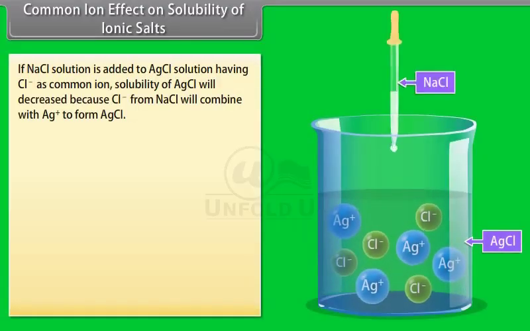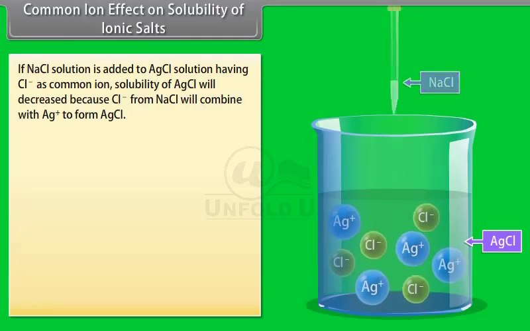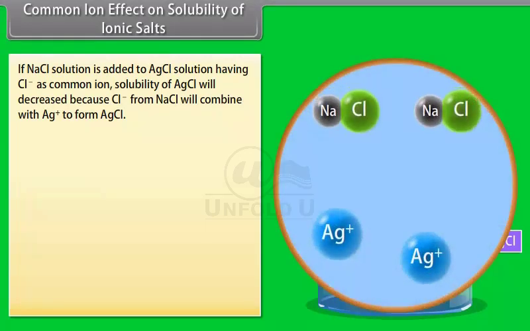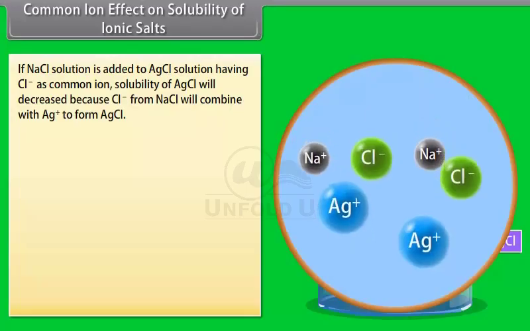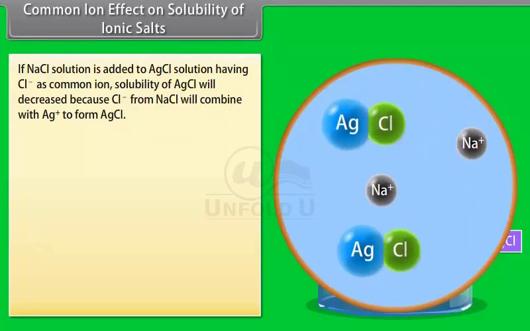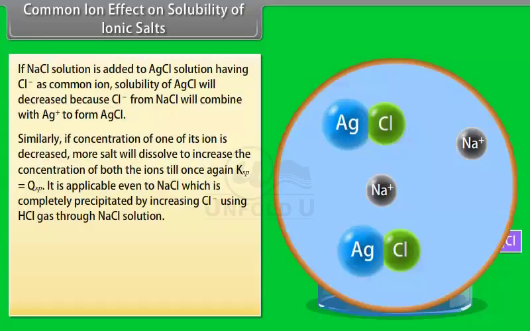Common ion effect on solubility of ionic salts. If NaCl solution is added to AgCl solution having Cl- as common ion, the solubility of AgCl will decrease because Cl- from NaCl will combine with Ag+ to form AgCl. Similarly, if the concentration of one of its ions is decreased, more salt will dissolve to increase the concentration of both the ions till once again Ksp equals Qsp.